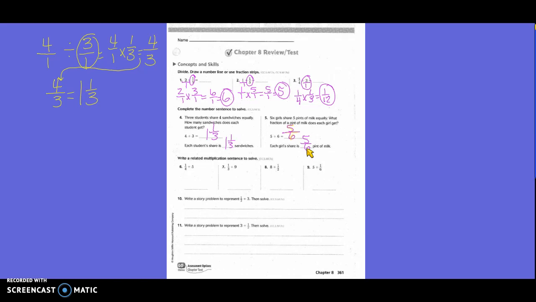Write a related multiplication sentence to solve. Now, can we just do what we were doing? No, because we don't have 2 whole numbers. We have a whole number and a fraction. So what do I do first? Okay, so I make this 5 over 1 and I circle 5 over 1 and then I write.